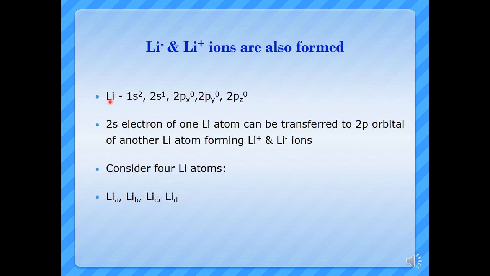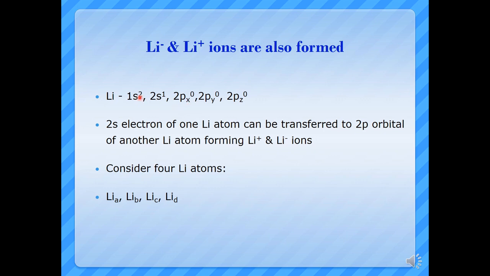Now we can also consider the formation of Li minus ions and Li plus ions, which can also enter into resonance. Now how are these Li minus and Li plus formed? The configuration of lithium is 1s2 2s1, and we have 3 vacant p orbitals also present in lithium. And we know the 2s orbital and 2p orbital have almost similar energies. The energy difference between 2s and 2p orbitals is not great.